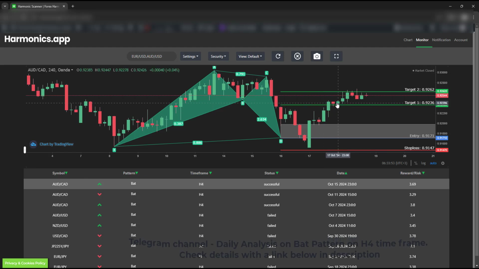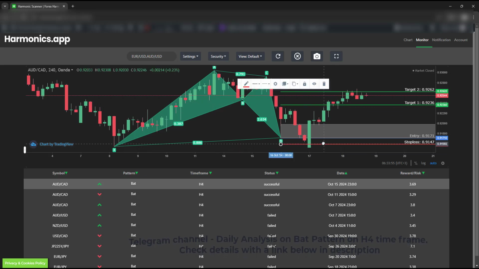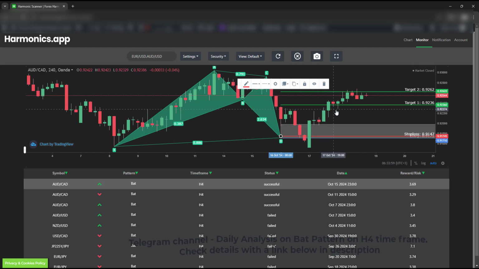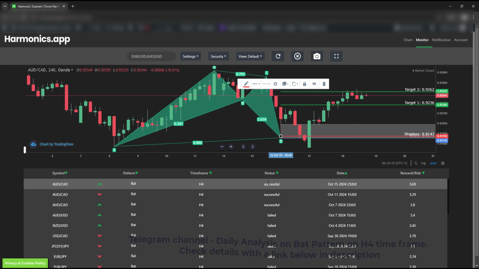When the price reaches the first take profit, it is always good to move the stop loss just slightly above this entry level. In case the price turns back down, you will get out of this trade with a small profit. But in this case, the price continued to rise in value, reaching the second take profit. So this pattern has been successful.